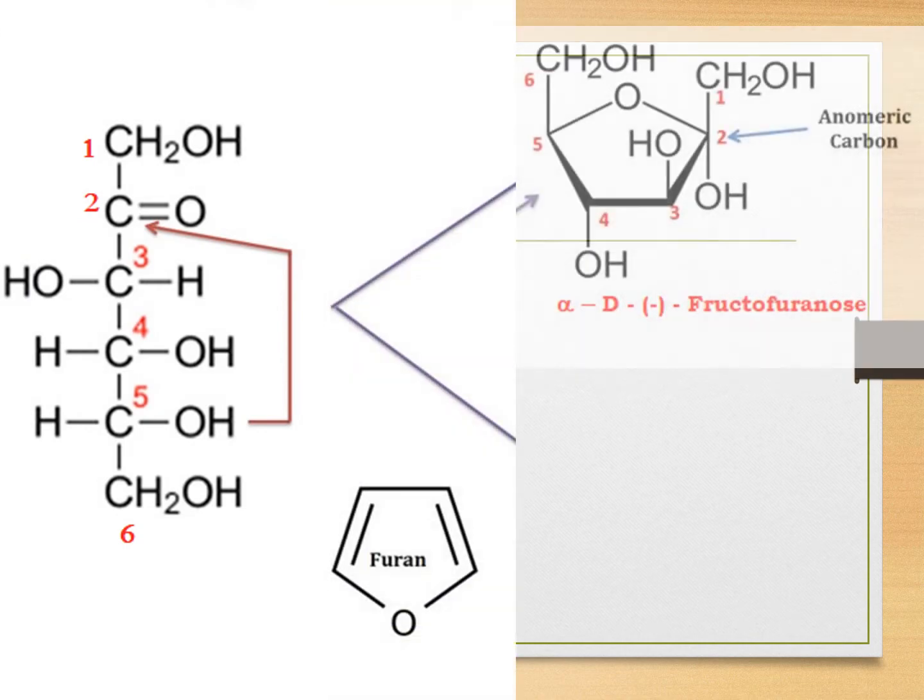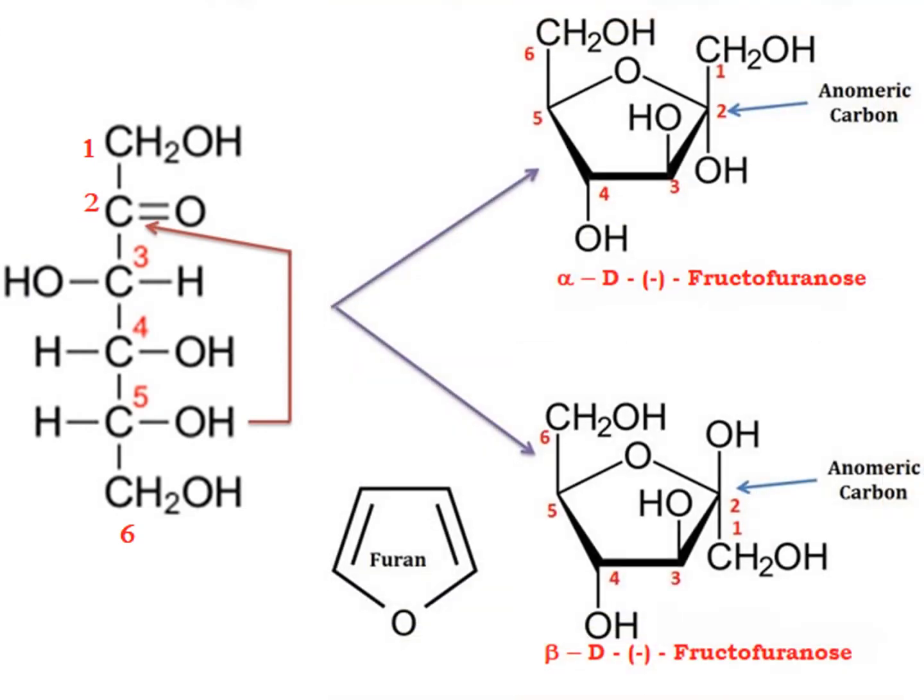Now coming to the ring structure of fructose, you can see that a bond between the carbon atom and the oxygen atom of C2 and C5 is formed. The hydrogen atom of C5 is bonded to the oxygen atom of C2, and it will give different configurations. The ring structure looks like a furan. Furan is a five-membered ring having four carbon atoms and one oxygen atom. So students, over here you can see that.